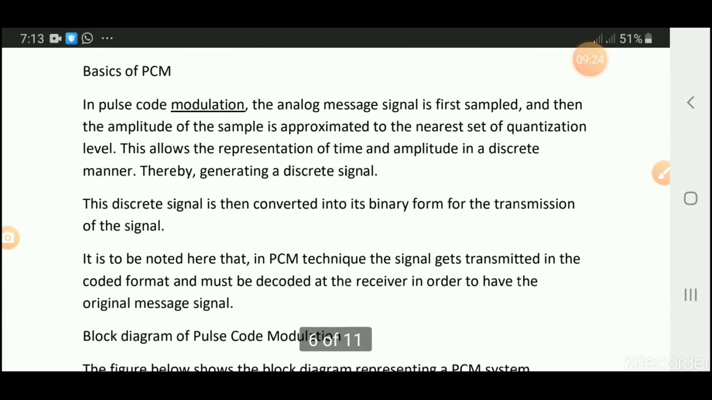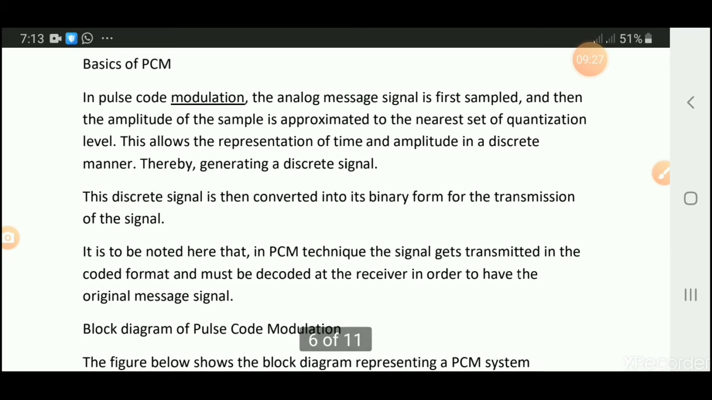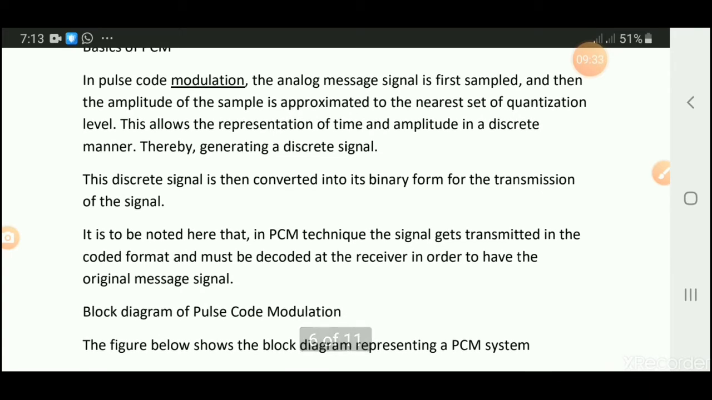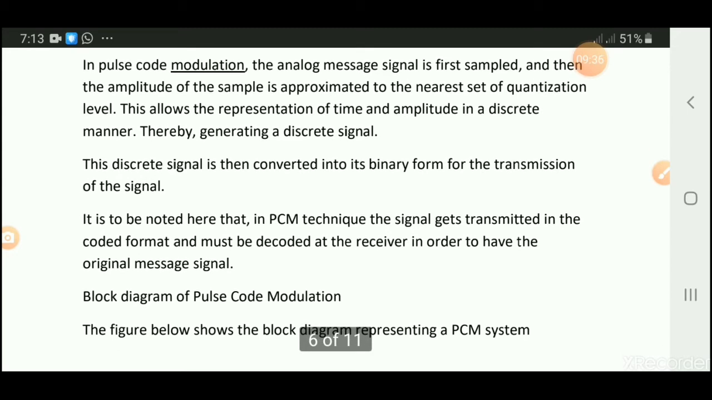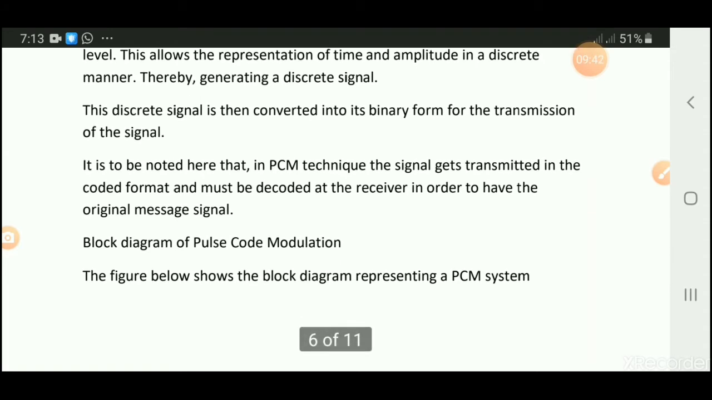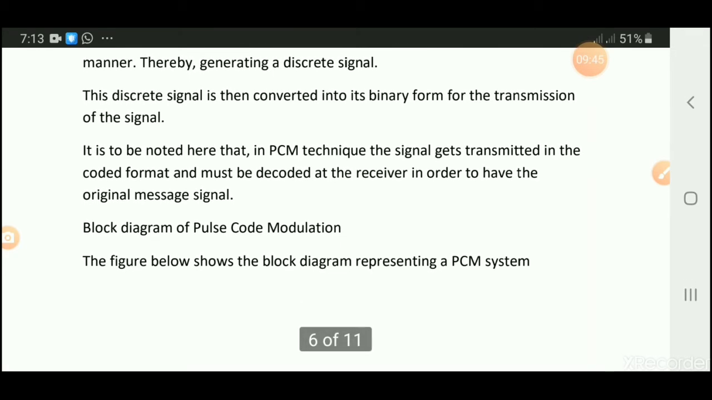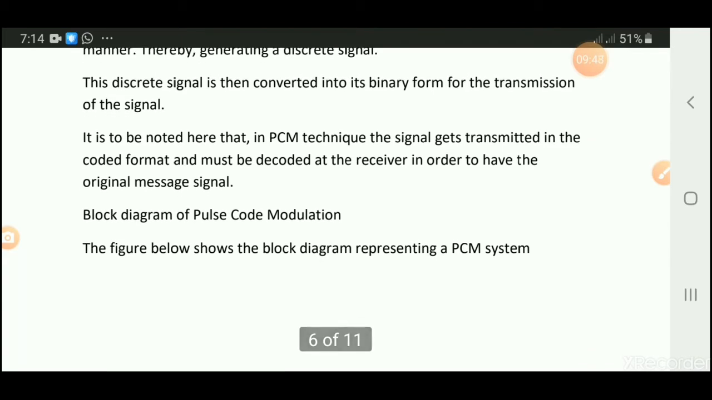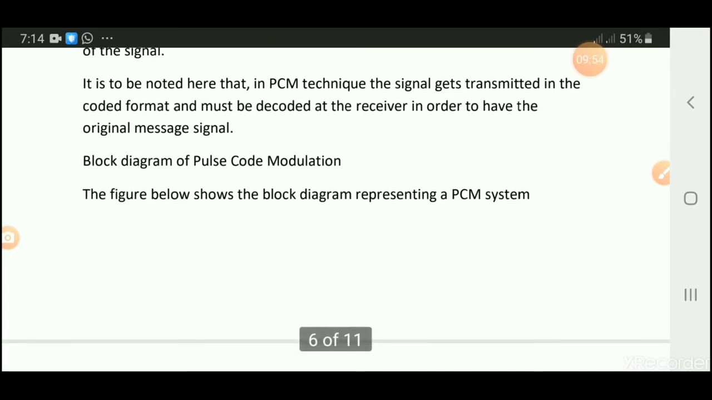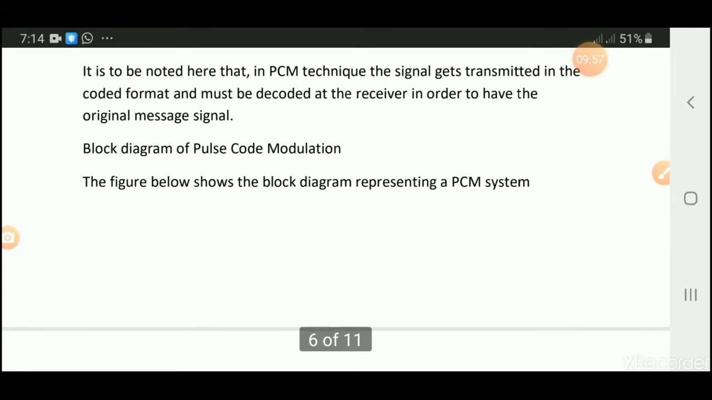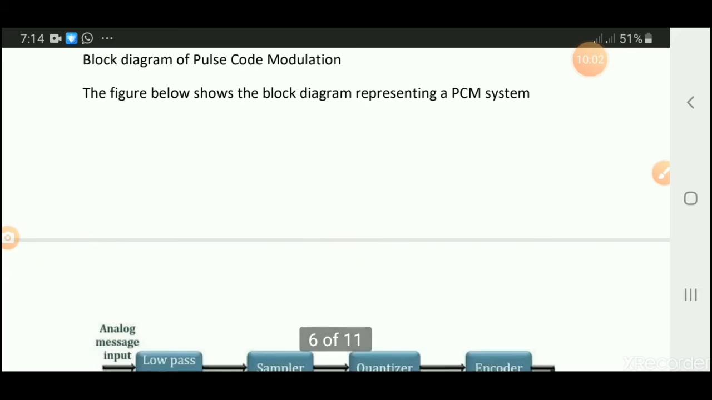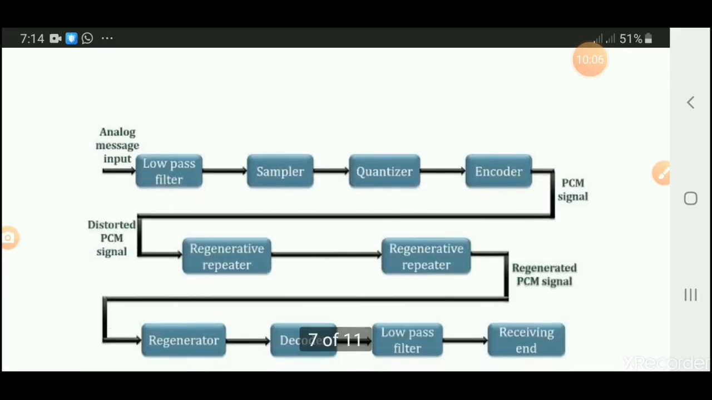The analog message signal is first sampled, and then the amplitude of the sample is approximated to the nearest set of quantization levels. This allows the representation of time and amplitude in a discrete manner, thereby generating a discrete signal. This discrete signal is then converted into its binary form for transmission. It is to be noted here that in the PCM technique, the signal gets transmitted in the coded format and must be decoded at the receiver in order to get the original message signal. Below figure shows the block diagram of pulse code modulation.